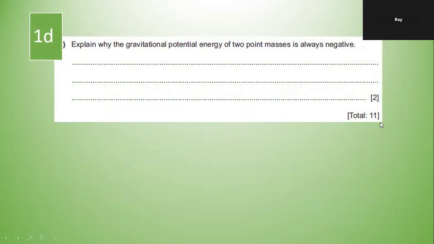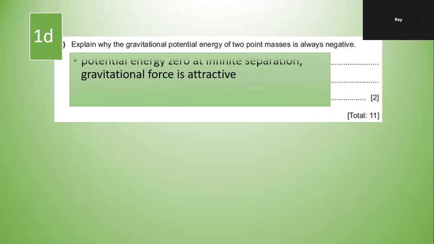Explain why gravitational potential at a point mass is always negative. You want to try to explain? Can say because it's attractive. Potential energy is zero at infinite separation. That's important. Gravitational force is attractive. You get 1 mark only, not like that.